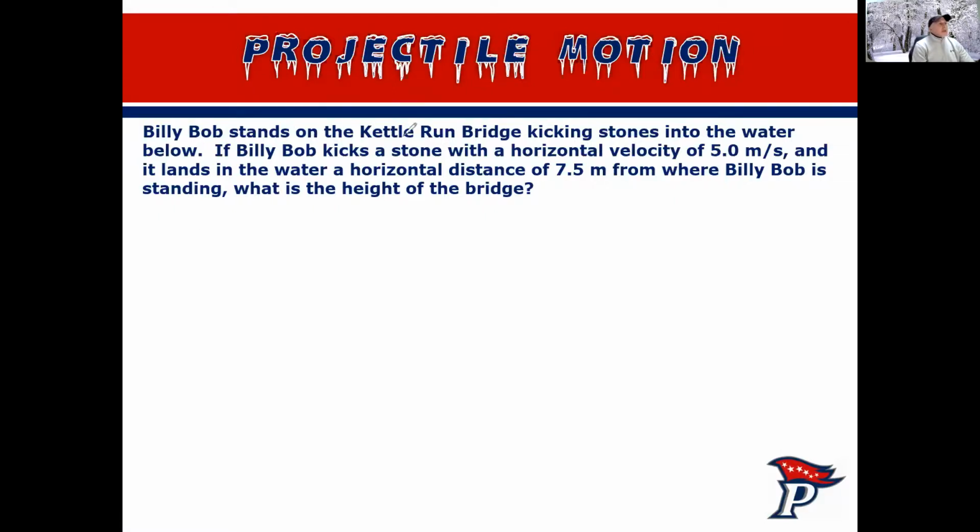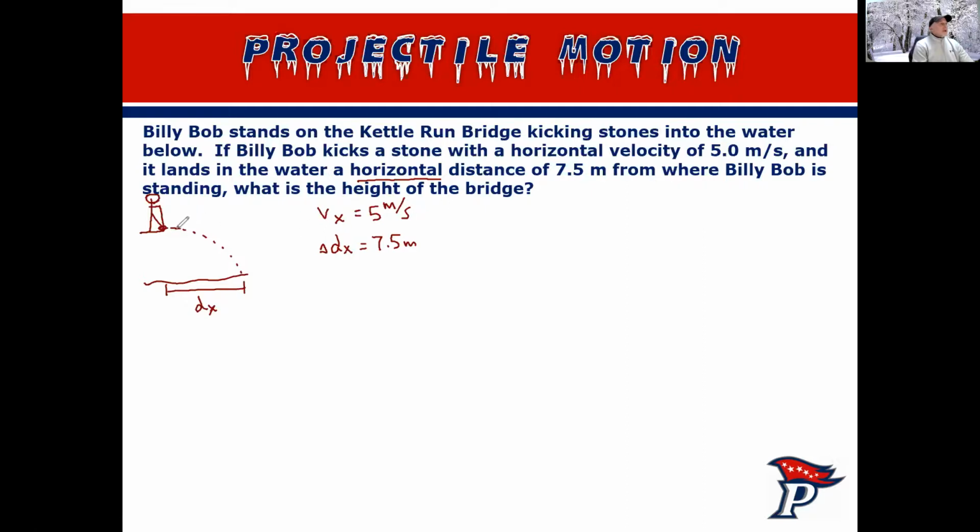Right, so Billy Bob's standing on this bridge. He's kicking stones into the water. So imagine here's the bridge. Here's the stones. Here's the water. He kicks them, and it's going to go like this. He kicks them with a horizontal velocity of 5 meters per second. It lands in the water 7.5 meters away. So sometimes it's going to give you that idea of horizontal, so you know that's X, but maybe it'll call it the range, right? So we know that this is 7.5 meters.